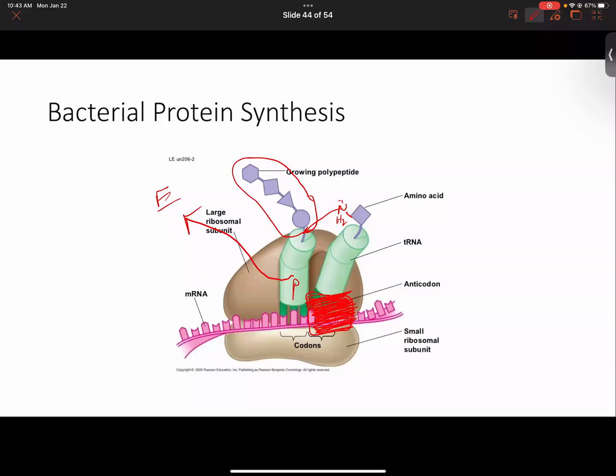But if something's blocking my ability to plant it in the A site, I can't get here because matter can't occupy the same space. So what this can do is prevent protein synthesis if we know what molecules will do this. Okay? And there's a couple of them that do that.